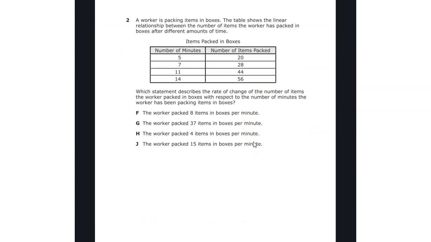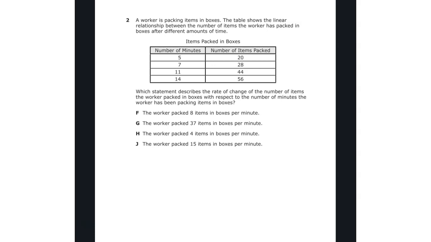Number 2, a worker is packing items in boxes. The table shows the linear relationship between the number of items the worker has packed in boxes after different amounts of time. Which statement describes the rate of change of the number of items the worker packed in boxes with respect to the number of minutes the worker has been packing items in boxes?